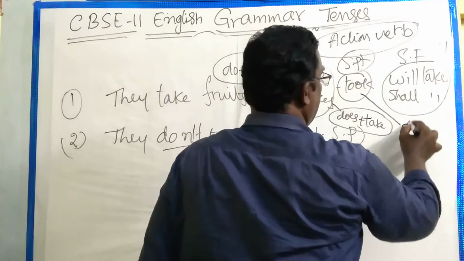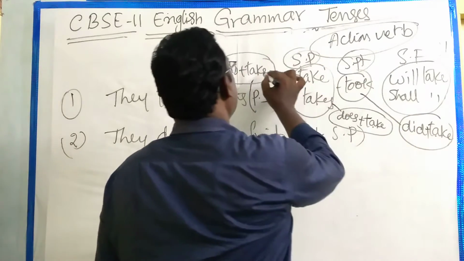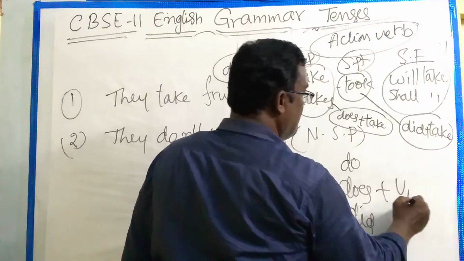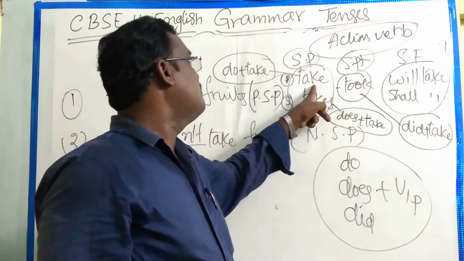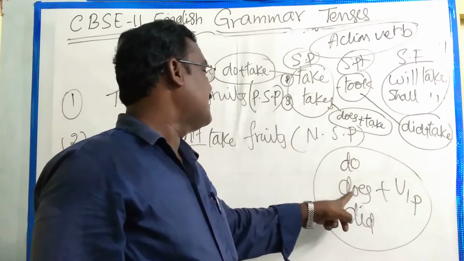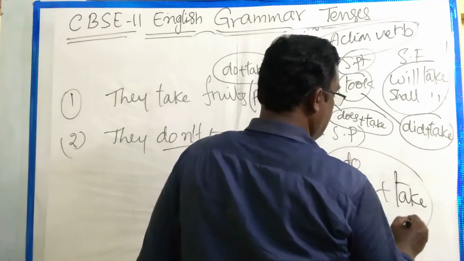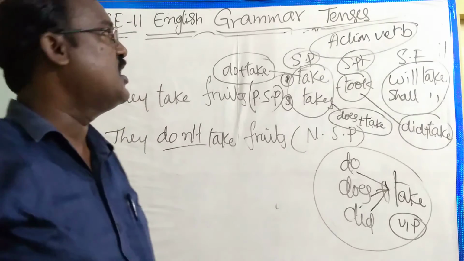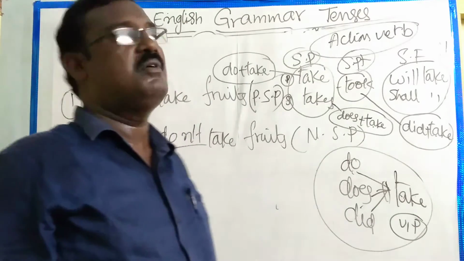Suppose took is there: did plus take. See here, take, take, take. That means what you have to understand: do, does, did, after them V1 plural verb only we have to write. This is the formula we have to understand. See here, do take. This is a simple present tense, that means V1 plural verb. Does also V1 plural. Did also V1. That means here we have to write take. Do take, does take, did take. This is the formula we have to understand. Suppose buy, bought, will buy: do buy, does buy, did buy. So if you know this formula, easily we can write.